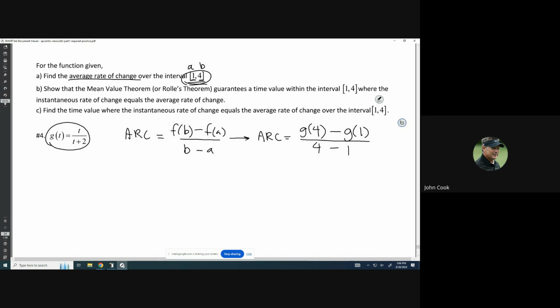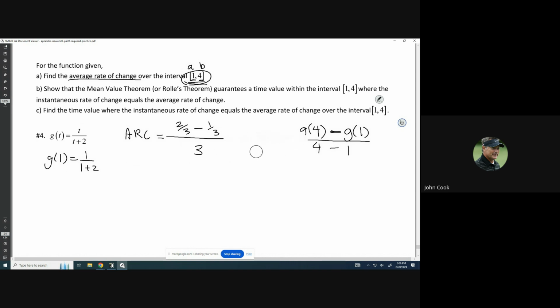Okay, so now I just plug those numbers in. Let's see what we actually get here. G of 4. So I use the g function over here. G of 4 is going to be equal to 4 over 4 plus 2. So that's 4/6, which would be equal to 2/3. So 2/3 is my first number. And then if I plug in 1 for the g function, that'll be g of 1. That's going to be 1 over 1 plus 2, which is 1/3. And they're subtracting, right? Yep, subtracting. And then over 4 minus 1, which is 3.